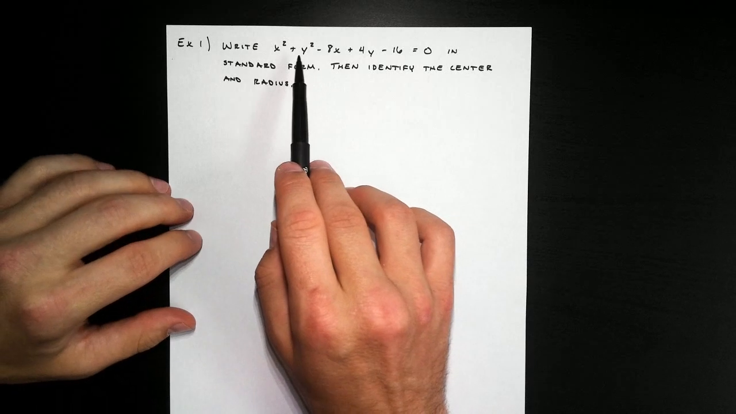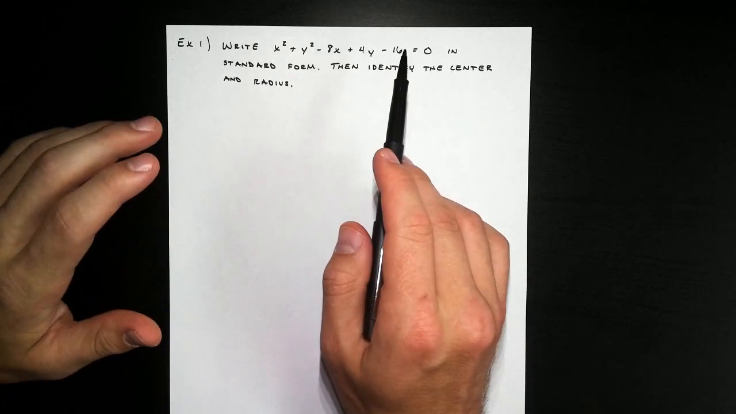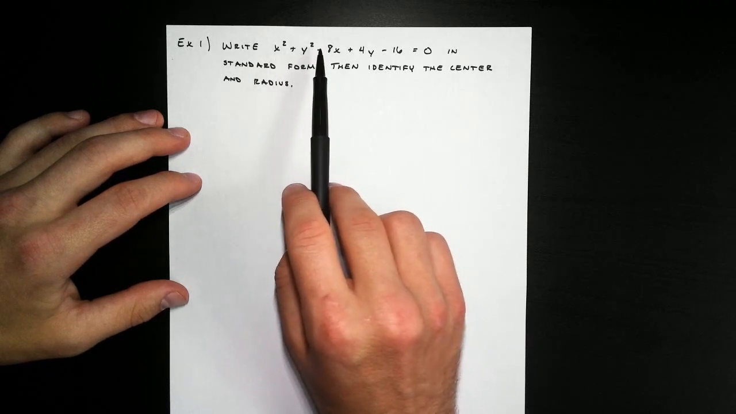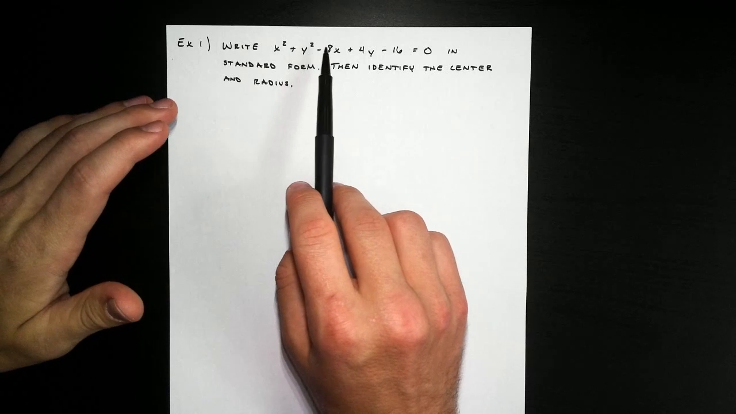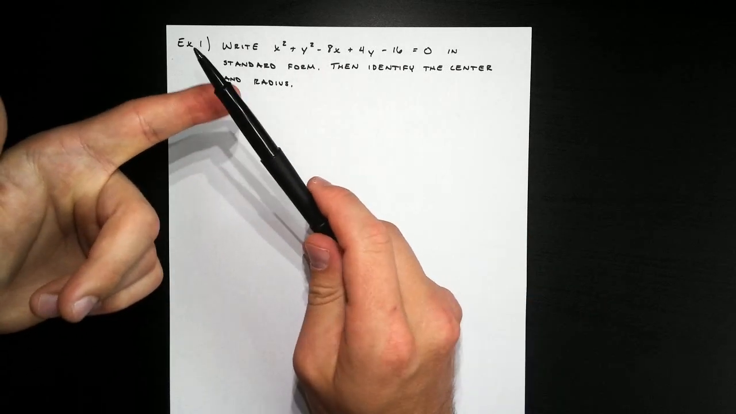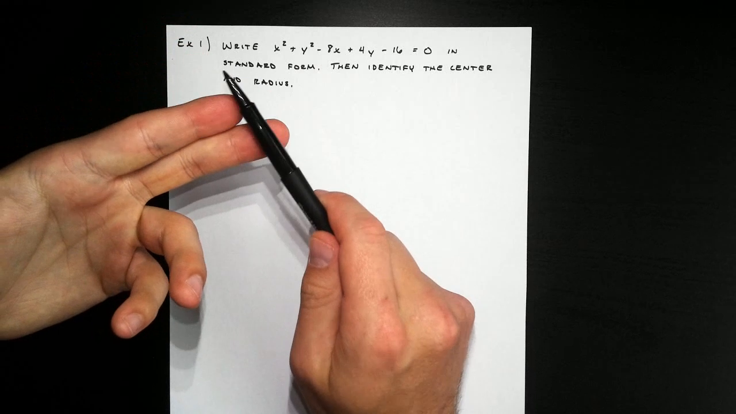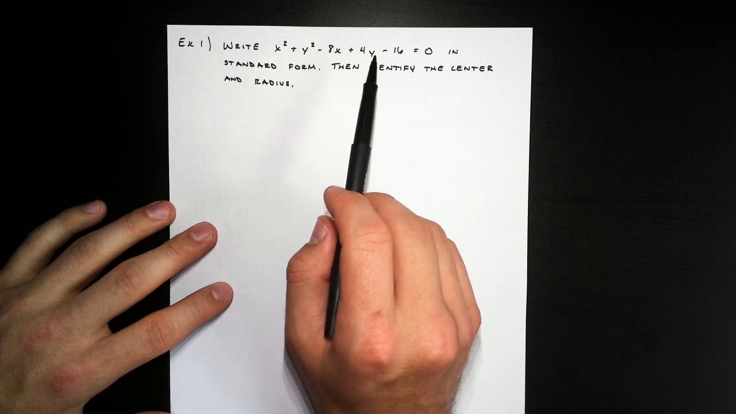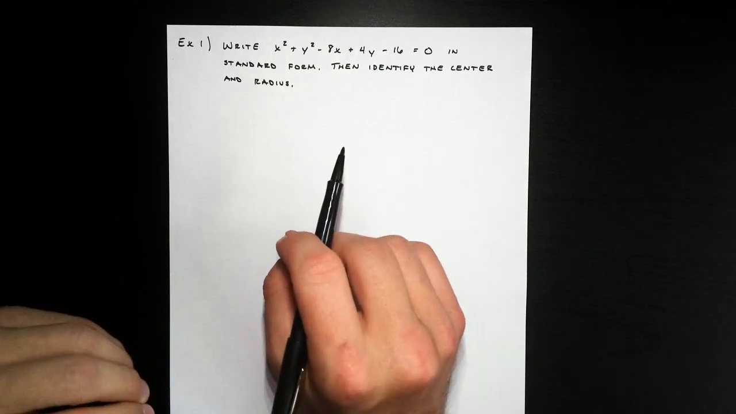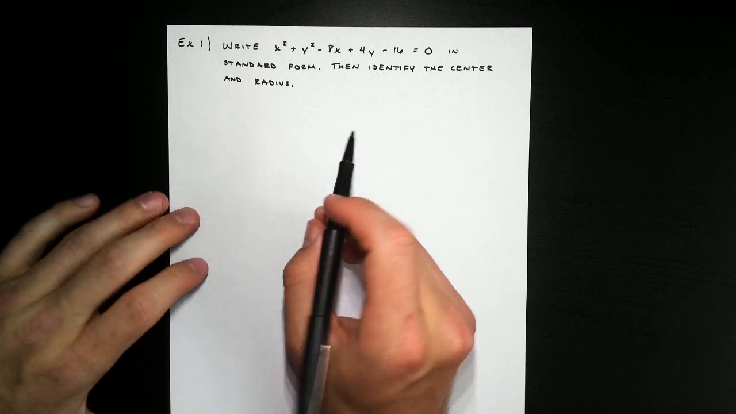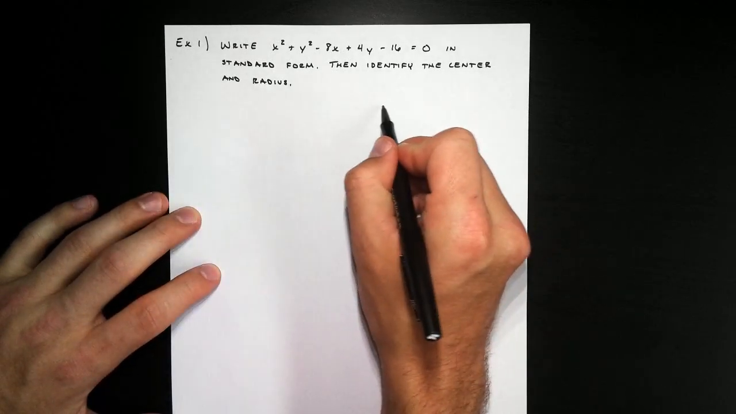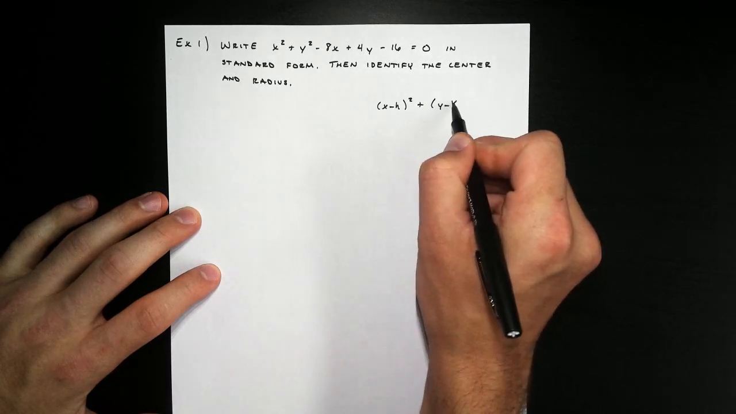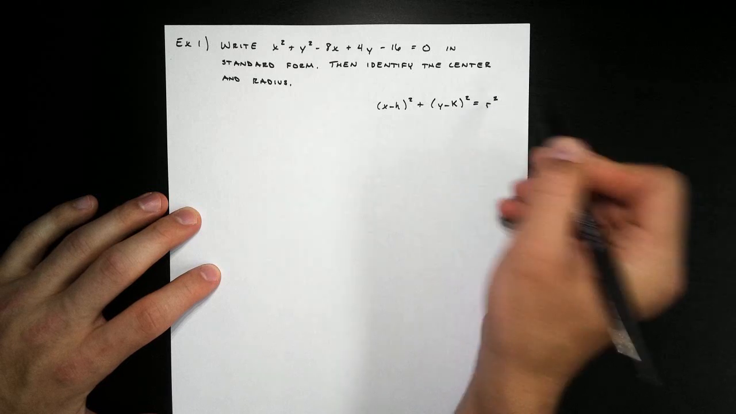However, with general form, just looking at this equation, it doesn't give me a whole lot of information. Because of the way that these coefficients are, I do know that this is going to be a circle, but I don't know where the center is. I don't know what the radius is. So sometimes it's helpful to rearrange this into standard form, and then it's easy to identify those two things. Just as a reminder, this is standard form: x minus h squared plus y minus k squared is equal to the radius squared.